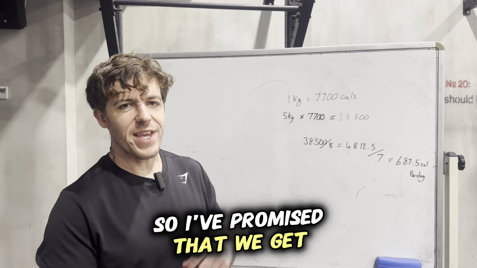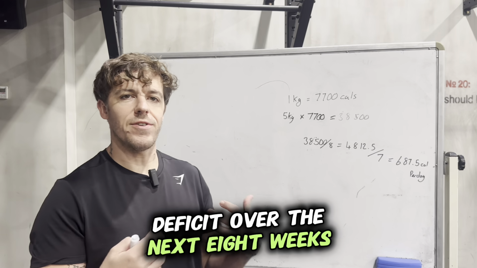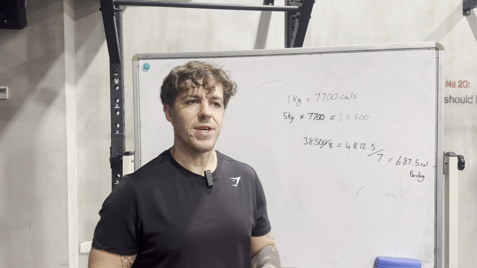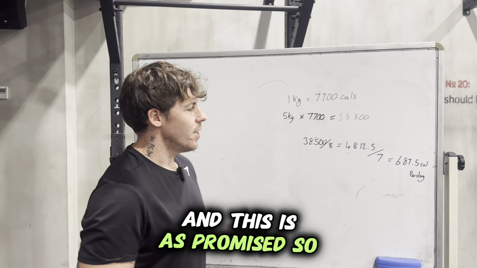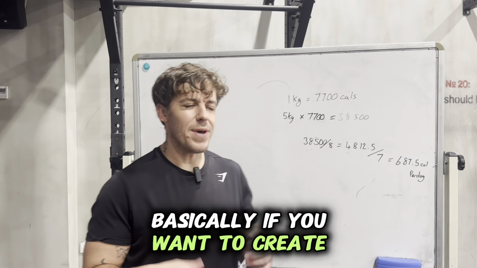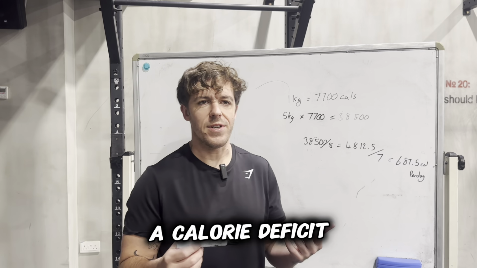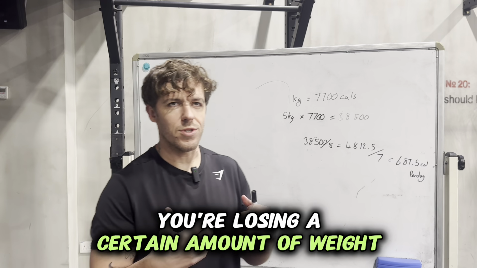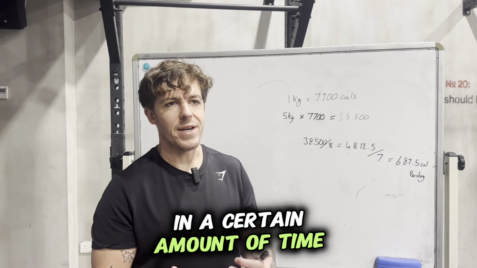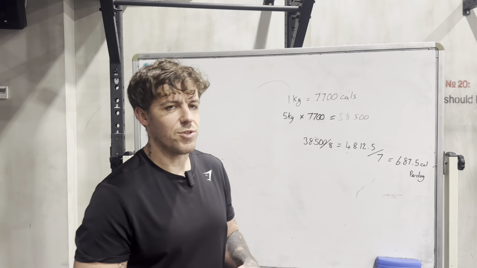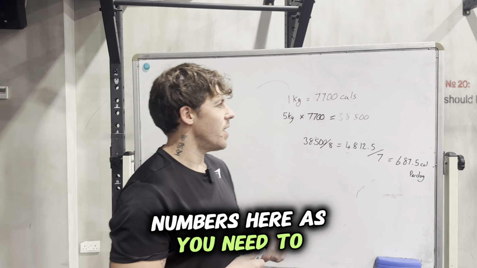So I promised that we'd get into the weeds of how to create a calorie deficit over the next 8 weeks, and this is as promised. So I've come up with a quick example here. Basically, if you want to create a calorie deficit and you want to ensure that you're losing a certain amount of weight in a certain amount of time, this is the calculation we'll use, and obviously you can input your own numbers here as you need to.